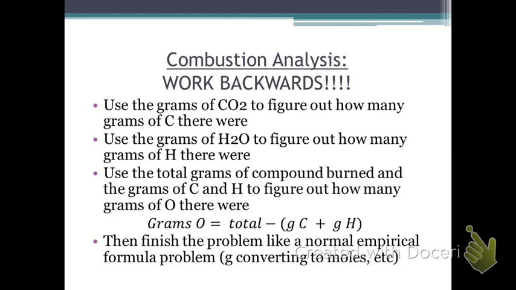The first step is to use the grams of the carbon dioxide to figure out how many grams of carbon there were, because we know it was all conserved into carbon dioxide when it burned. You're going to use the grams of water to figure out how many grams of hydrogen there were in the compound. Then you're going to figure out, okay, if I burn 10 grams of the compound, and I know how much was carbon and I know how much was hydrogen, then you can figure out how many grams of oxygen there are by subtracting. Then you're going to do a normal empirical formula problem. You now have the grams of everything, so convert grams to moles, divide by the smallest, and so on.